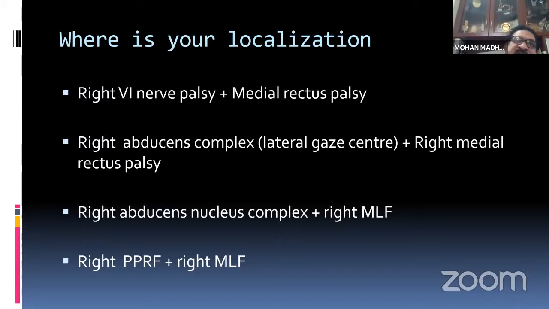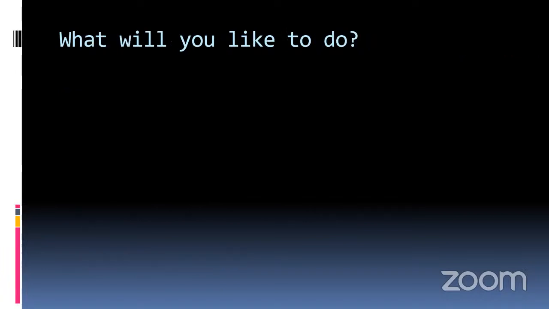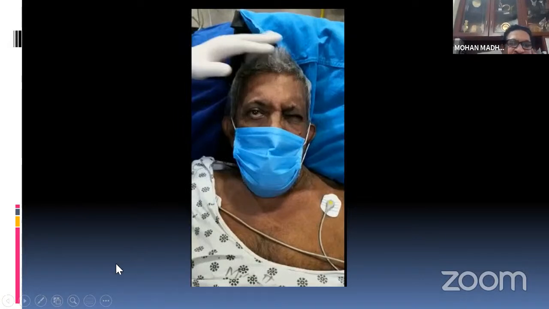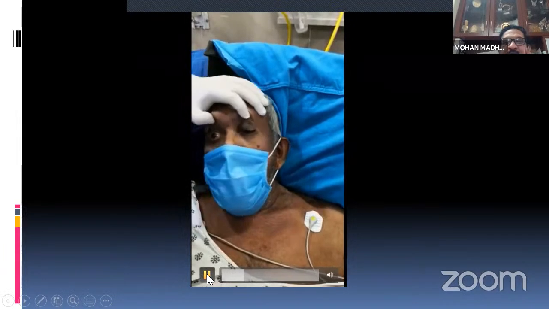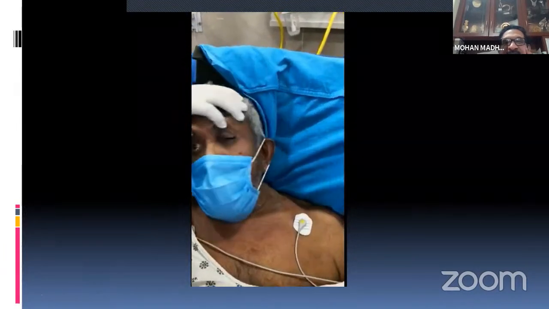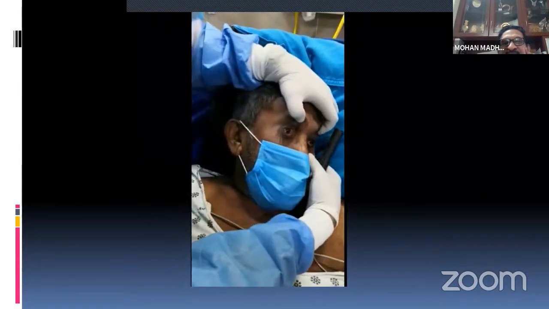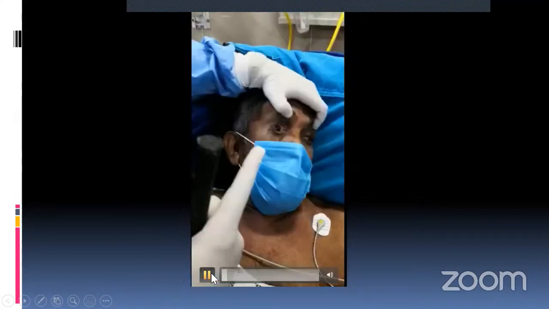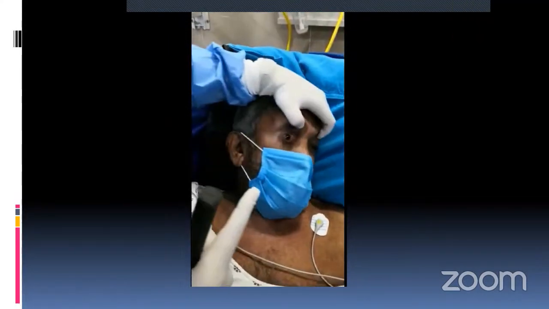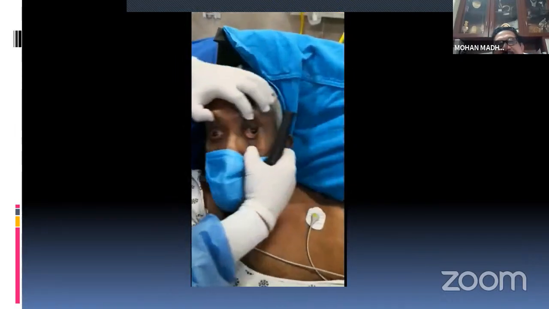So what bedside test will you do? The VOR. We are doing the VOR. So let's see the VOR. Both eyes are moving to the right side. But the right eye is not moving to the left side. I'll show you once again. Both eyes move to the right side. On turning the head to the right, the right eye fails to adduct.